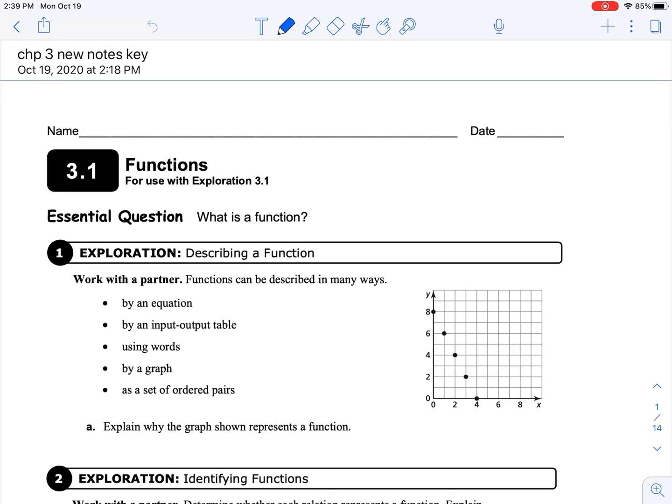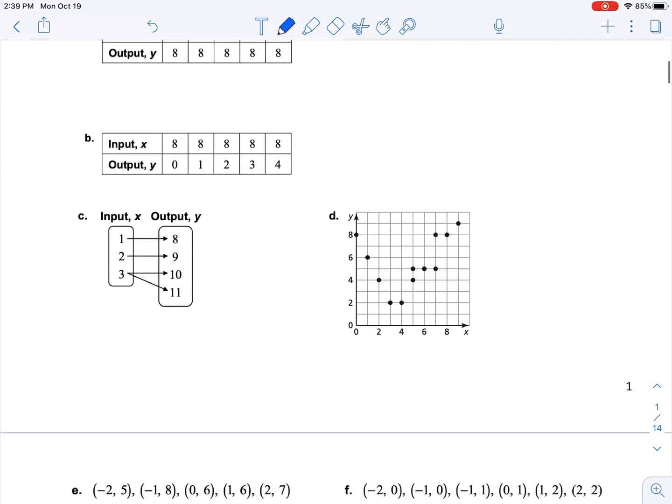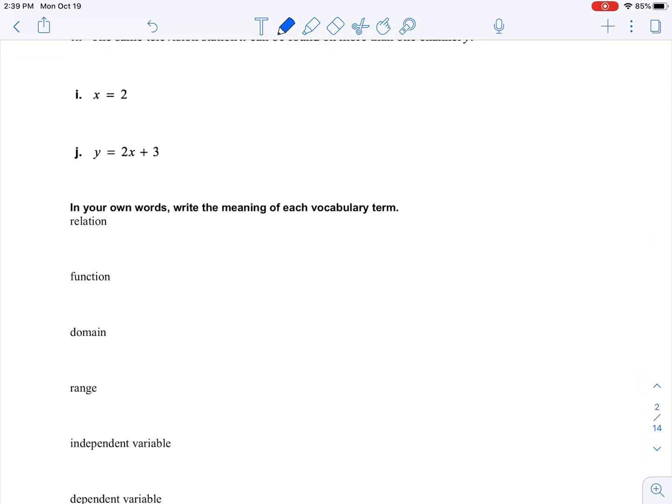So we're going to start the next chapter here. We're going to start chapter 3, which is going to be talking about functions. And before we get going too far into this, I want to scroll down here, and we're going to start with the vocabulary first. So it says write in your own terms, but I'll help you out here.